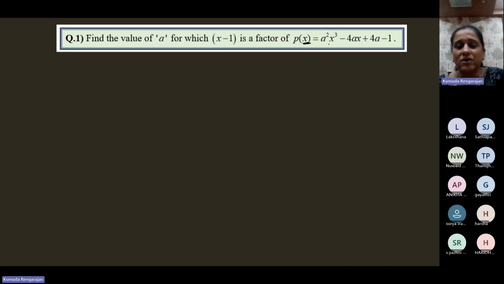And what is the highest power of x you see here? x to the power 3. The highest power is 3. Here, x is raised to the power 1. So the highest power is 3, and the given polynomial is a cubic polynomial.